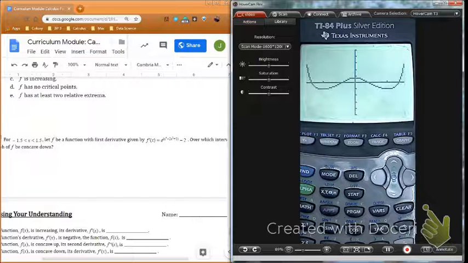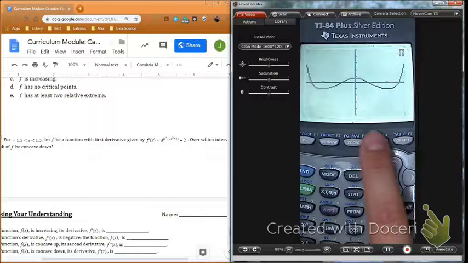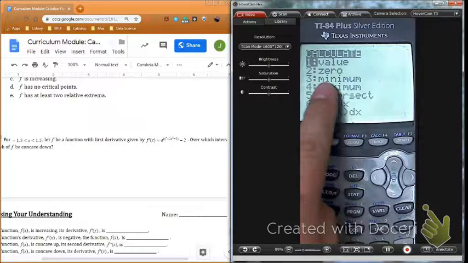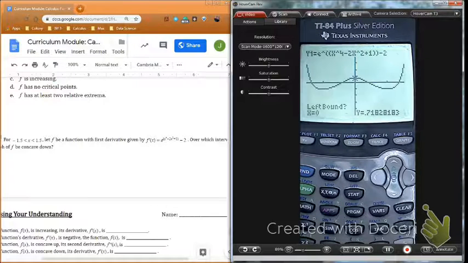The first one was a minimum, so I'm going to push option 3 to find that minimum. Now, I think that that's about at -1, so a number that's to the left. Notice these questions. They're asking you three questions down here.